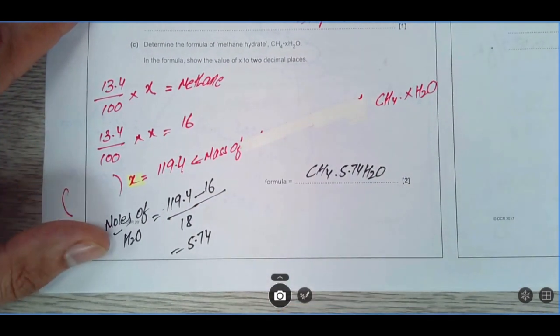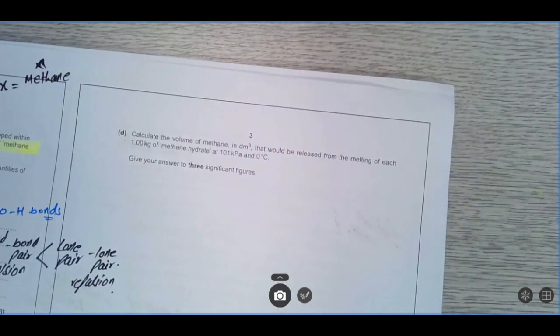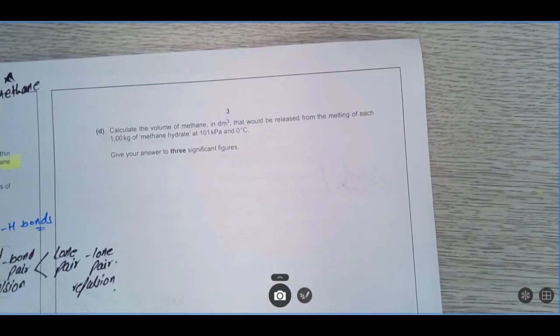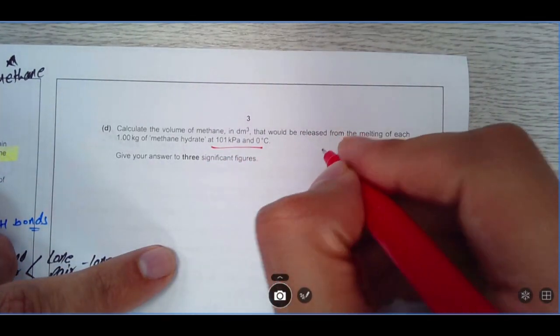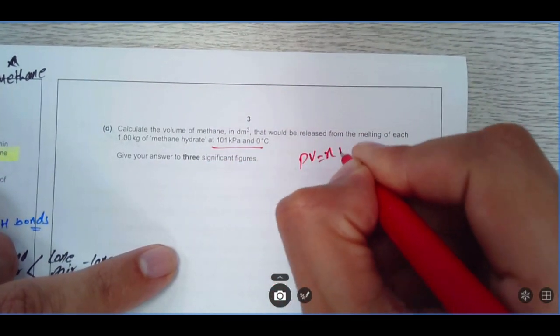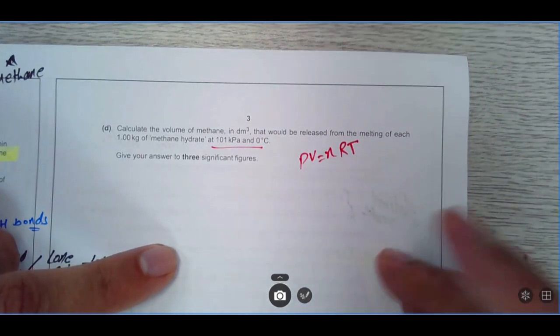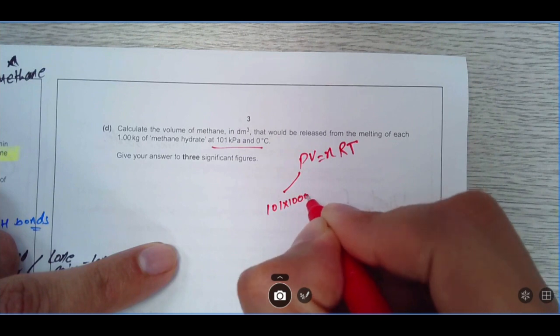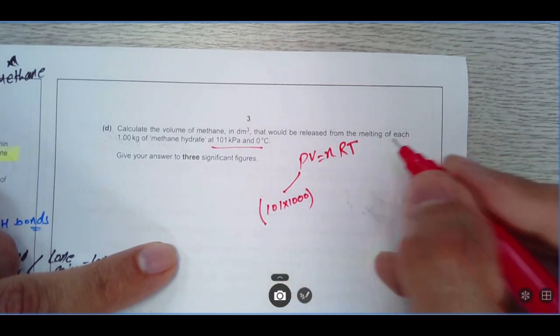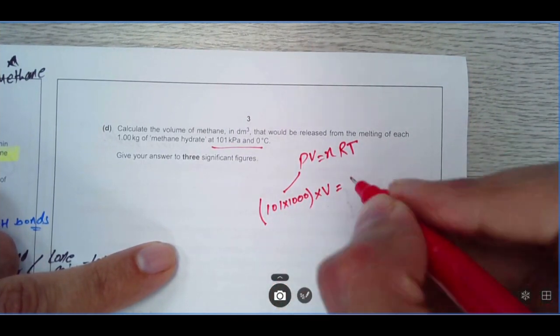And then let's quickly move on to this section of the last question, second last question. It says, calculate the volume of methane in dm³ that would be released from the melting of each 1 kilogram of methane hydrate at a pressure of this. So basically in this case, you'll use PV equals nRT. So the pressure in this case will now be 101 times 5,000. We need to work out the value of V. I'll say this will be V equals.